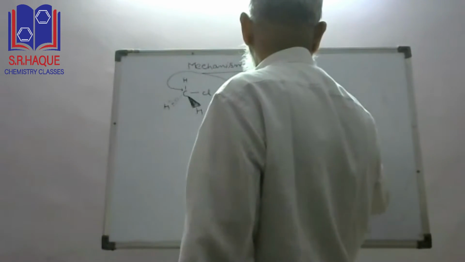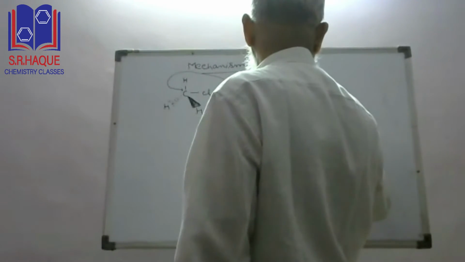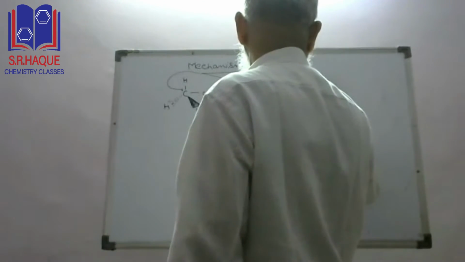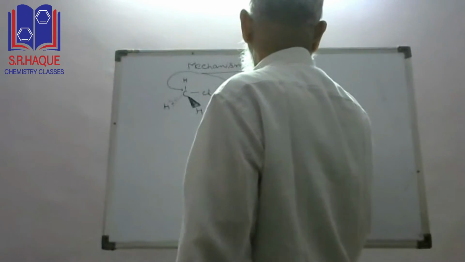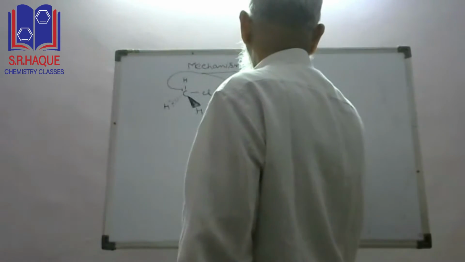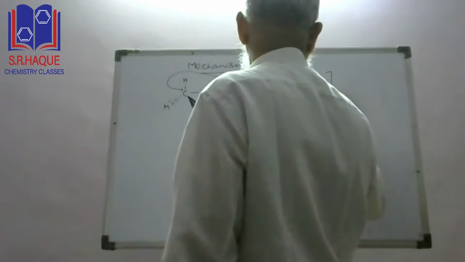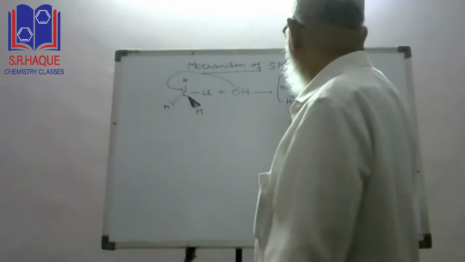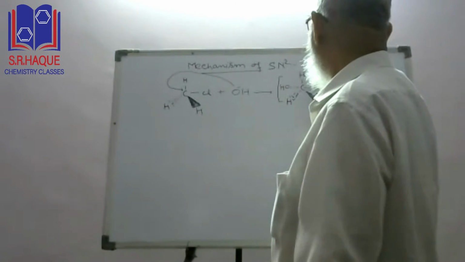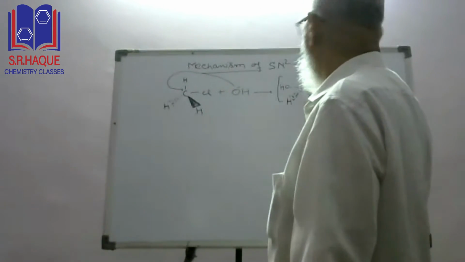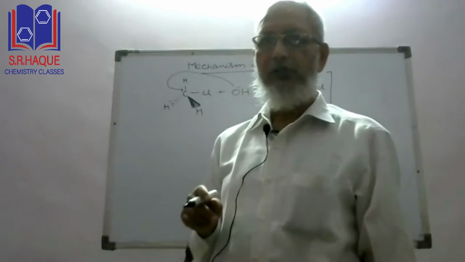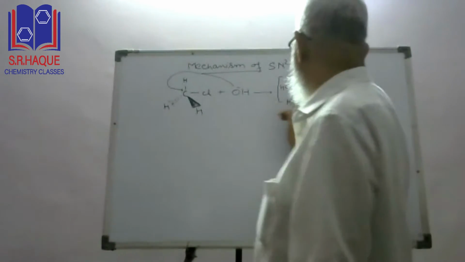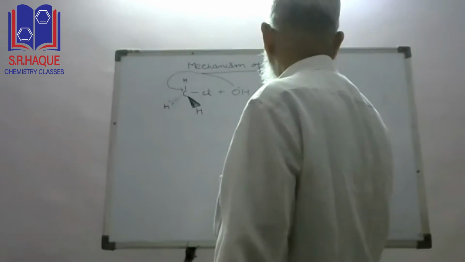the bond breaking and bond forming process take place simultaneously. That is, this carbon hydrogen bond will start breaking, and this carbon OH bond will start forming. Now you know that carbon atom is tetravalent in nature, but here 5 groups are attached, 1, 2, 3, 4, 5, and it is not possible for a carbon atom to have pentavalency. That's why it will be an unstable state. It is called the transition state.